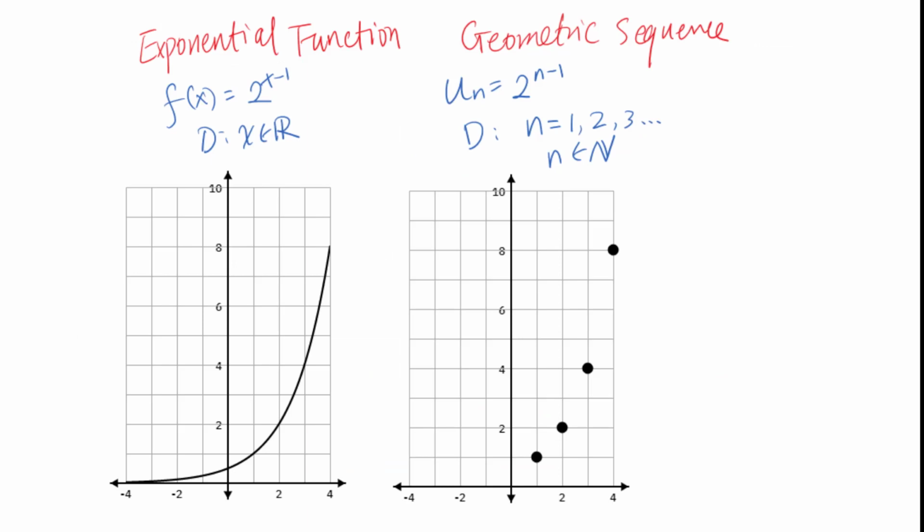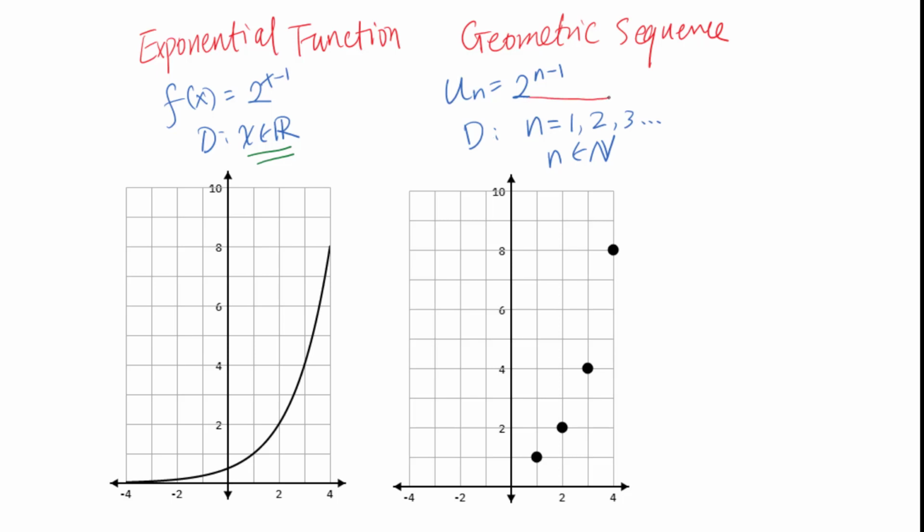Let's talk about the difference between an exponential function and a geometric sequence. For an exponential function, the domain is all real numbers. For a geometric sequence, the domain is all natural numbers. From the graph, you could say an exponential function is a curve. For a geometric sequence, the graph is made of certain dots. So you could say a geometric sequence is a special exponential function.